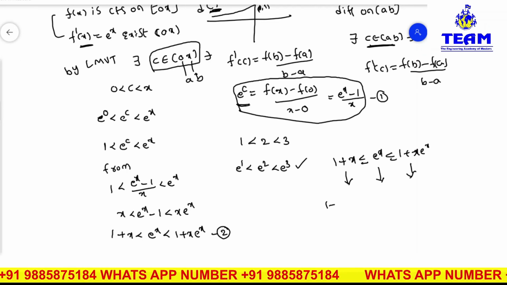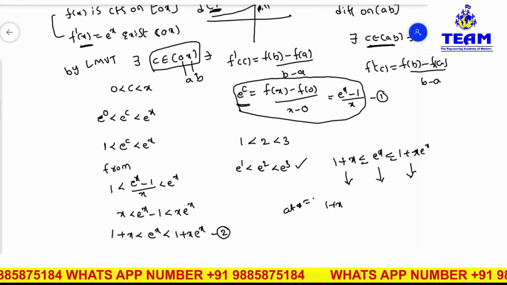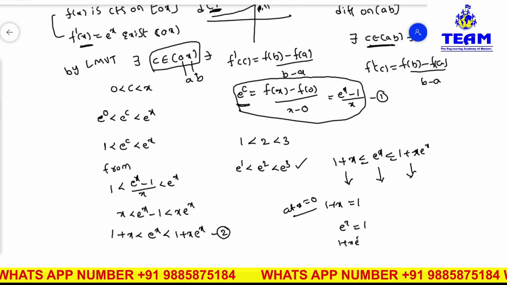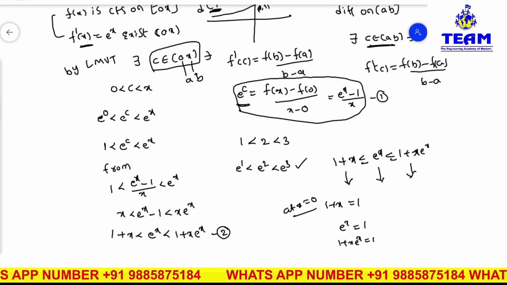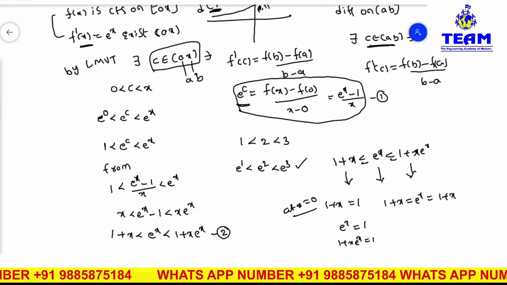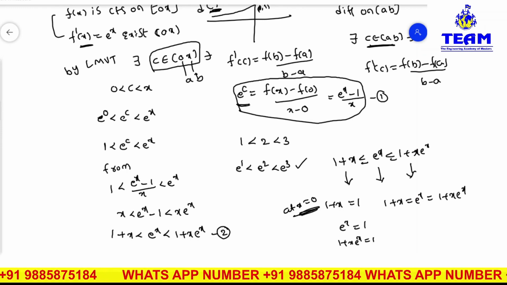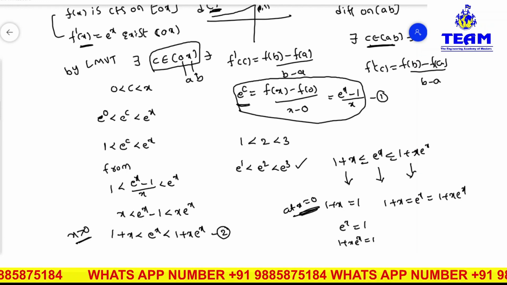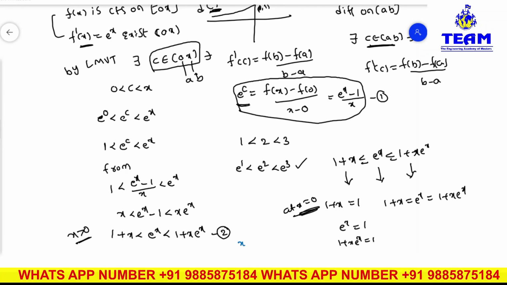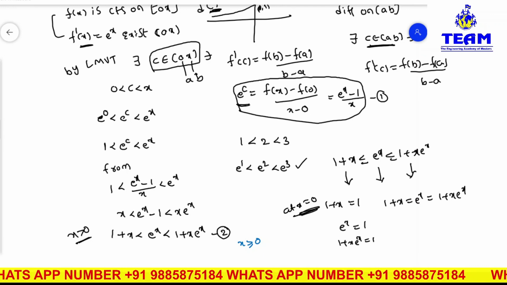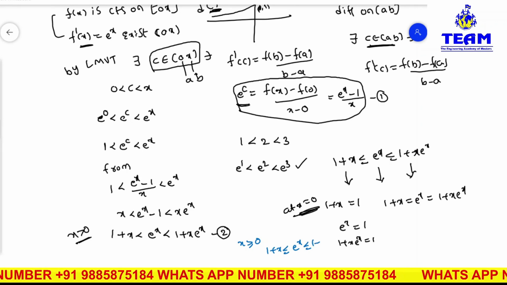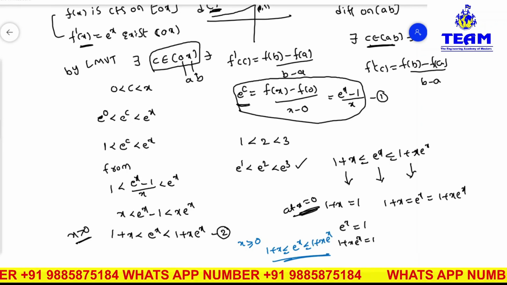Now, 1 plus x value at x equal to 0 is 1. e power x value is also 1. 1 plus x e to the power of x value, 1 plus 0, is also 1. So what can you say? 1 plus x is equal to e to the power of x is equal to 1 plus x e power x, where? At x equal to 0. This is only for x greater than 0. And what about this? x is equal to 0. Therefore, finally, you can write, for x greater than or equal to 0, 1 plus x is less than or equal to e to the power of x less than or equal to 1 plus x e to the power of x. So, is it clear, friends?